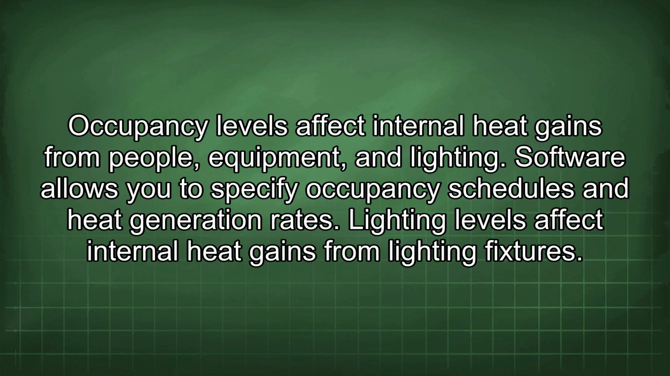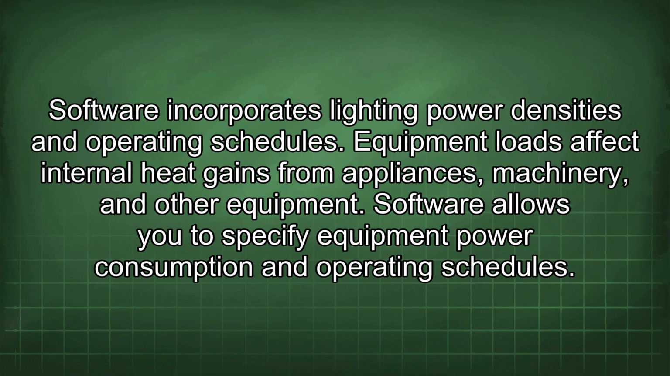Occupancy levels affect internal heat gains from people, equipment, and lighting. Software allows you to specify occupancy schedules and heat generation rates. Lighting levels affect internal heat gains from lighting fixtures. Software incorporates lighting power densities and operating schedules.